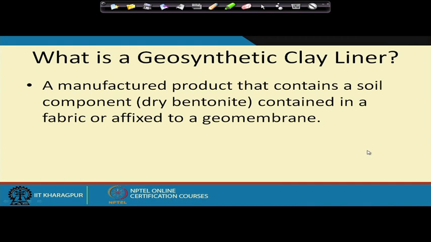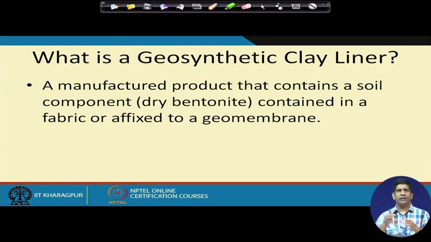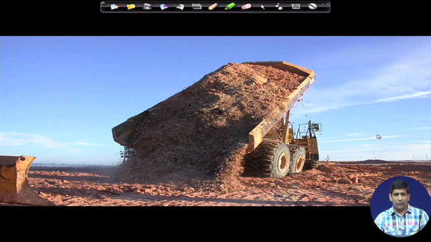Then we have a geosynthetic clay liner, which is a soil component: dry bentonite contained in a fabric affixed to a geomembrane. So that's also another liner system. Let's look at some pictures of how a typical landfill is constructed.